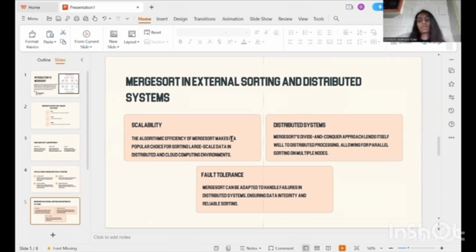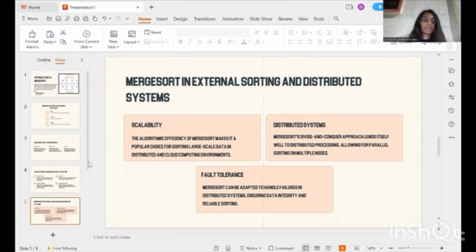Now, coming to the third one, that is fault tolerance. Fault tolerance is a property where software or a processor can keep running even though a failure occurs. That means even though an obstacle occurs, it can run without any interruption or disruption. So merge sort has that capability of fault tolerance. It can adapt to an environment where there are failures, yet still perform. This can be used in distributed systems, ensuring data integrity and reliable sorting techniques.